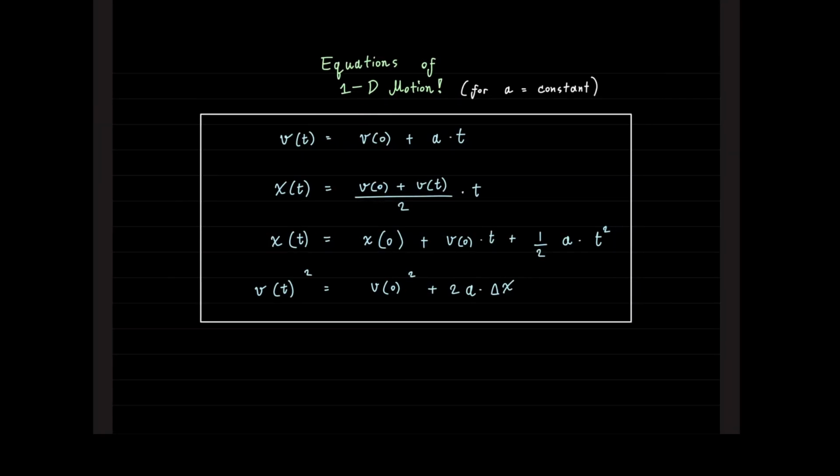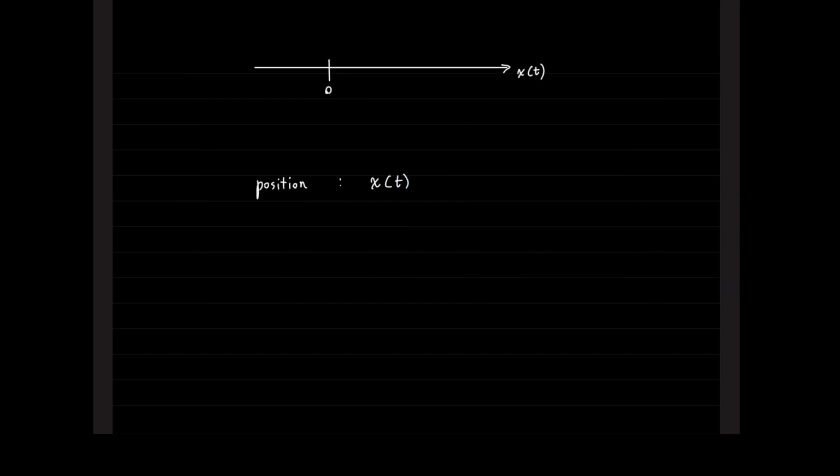In this video, we're going over the derivation of equations of motion in one dimension for constant acceleration. Let's start by defining all the terms necessary. The first is position.